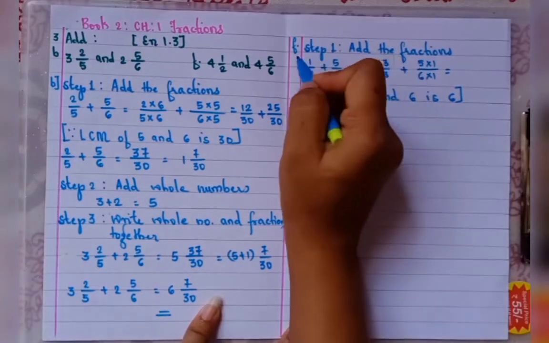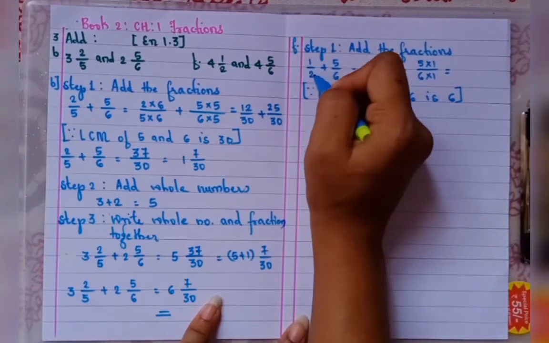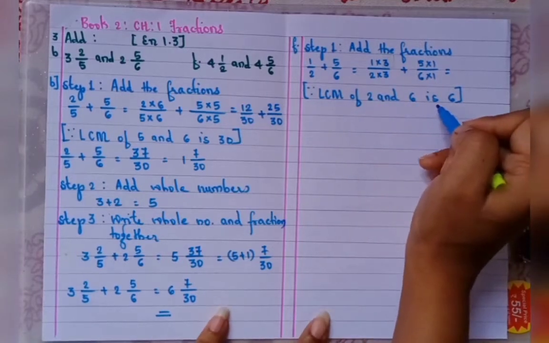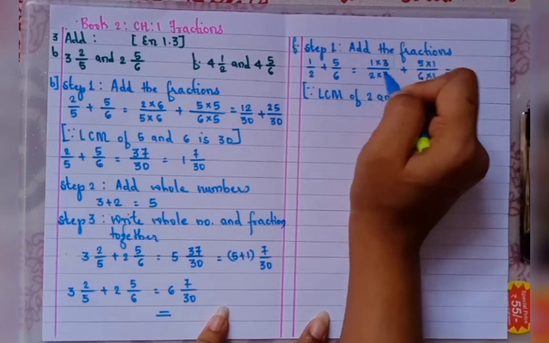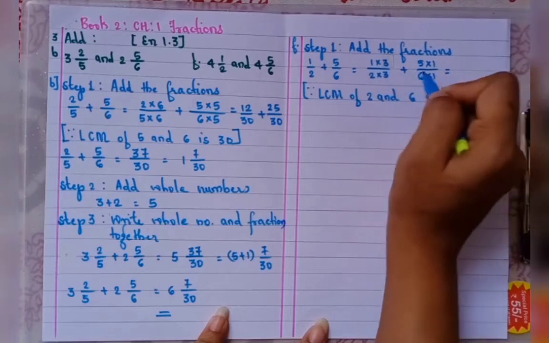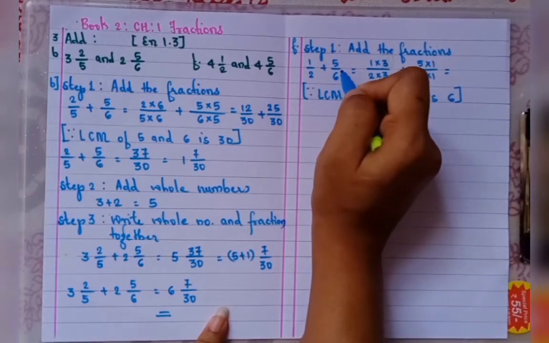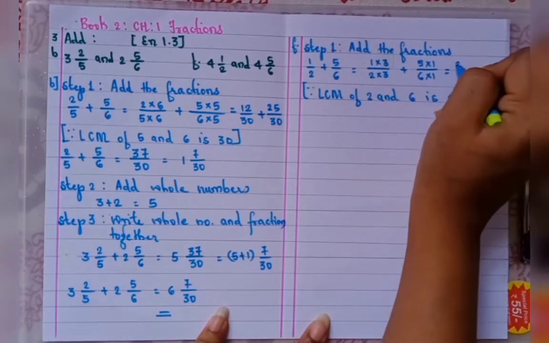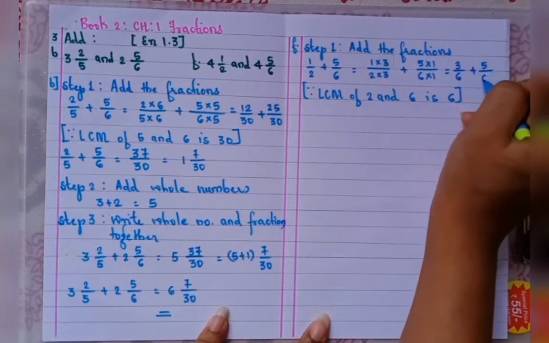Now let's solve F example. Step 1. Add the fractions. In this fraction, 1 by 2 plus 5 by 6, 6 is the LCM of 2 and 6. To make the denominator 6, we have to multiply 2 by 3, and the numerator also by 1 into 3, isn't it? For the fraction 5 by 6, the denominator is already 6, so we multiply by 1. Therefore, 3 ones are 3 divided by 6 plus 5 ones are 5 divided by 6.